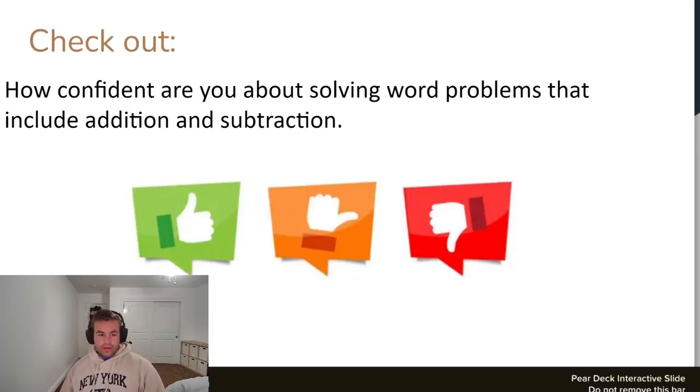Finally, the checkout. They're going to tell me how confident they are about addition and subtraction. I want to get them all confident before we move on to the little more complicated multiplication and division, and that is all.